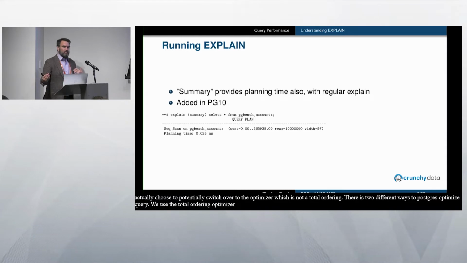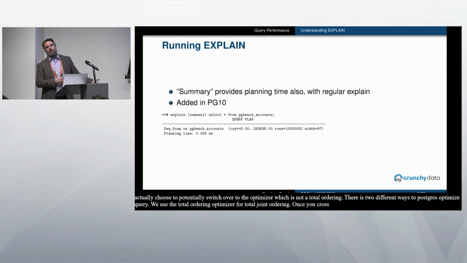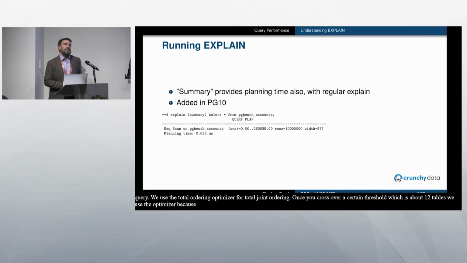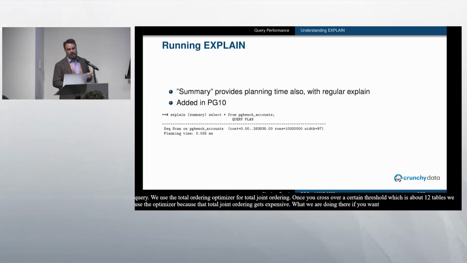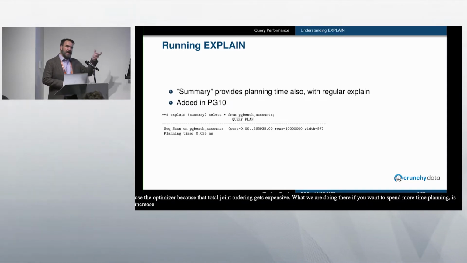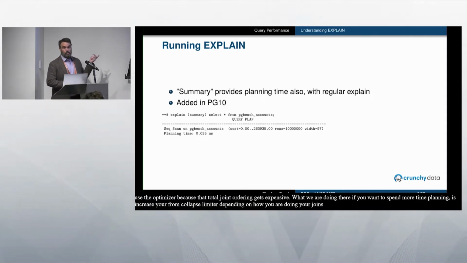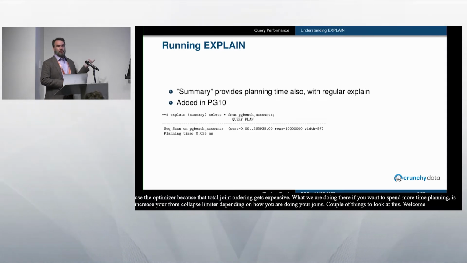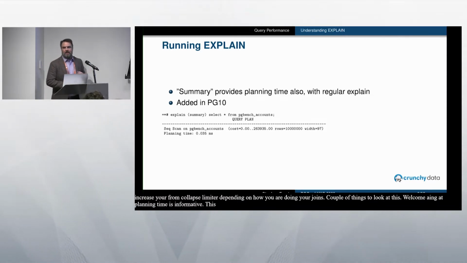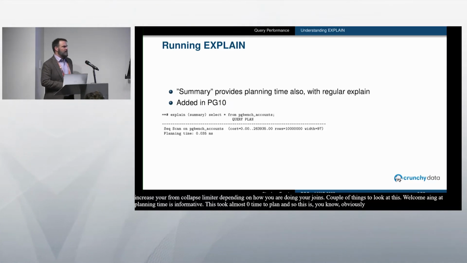Once you cross over a certain threshold, which is about 12 tables, we're going to start using the genetic query optimizer, because at that point total join ordering gets pretty expensive and we want to minimize our planning time. If you want to spend more time planning, you can increase your from_collapse_limit or your join_collapse_limit, depending on how you're doing your joins. Looking at planning time is really informative because you can say this took almost zero time to plan, so it's obviously a really trivial query, as you'd expect. Where it gets interesting is when you have much more complicated queries.